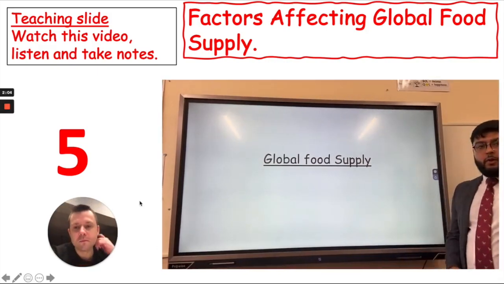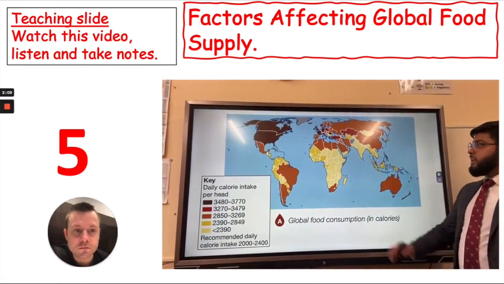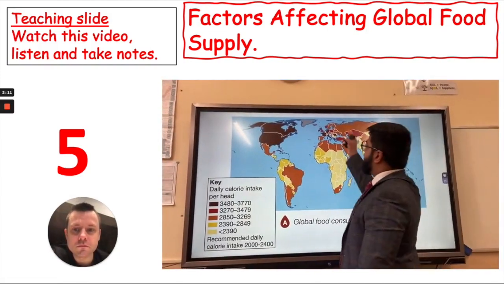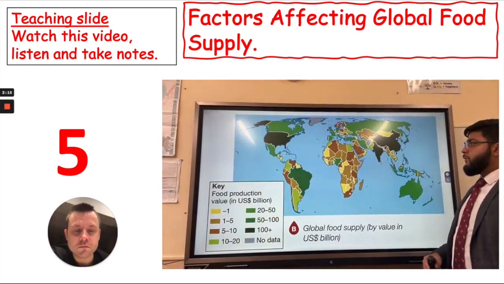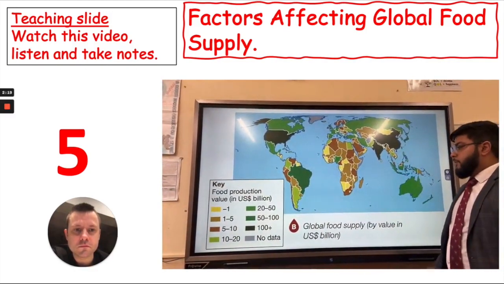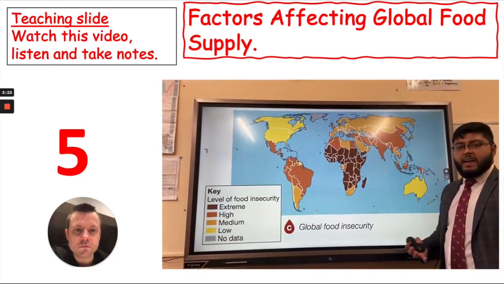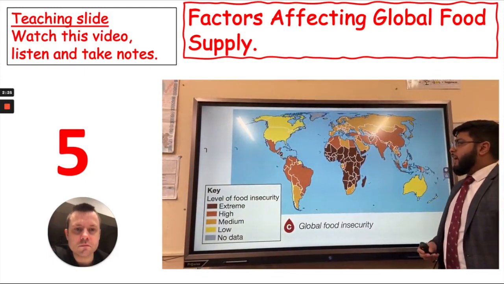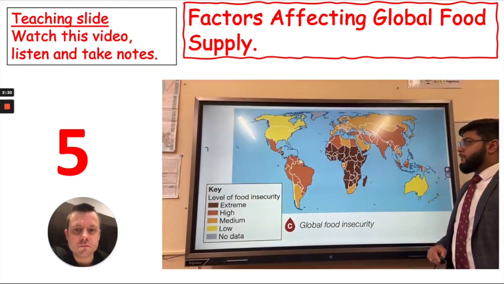Okay, so the global food supply. As we can see, in terms of global food consumption, the darkest colours show us that most food is consumed in North America and Western Europe. Whereas when we think about global food production, it's dominated by the USA, India and China. When we think about global food insecurity, which is when people aren't sure they're going to have enough food to live a healthy life, it's largely concentrated in sub-Saharan Africa.